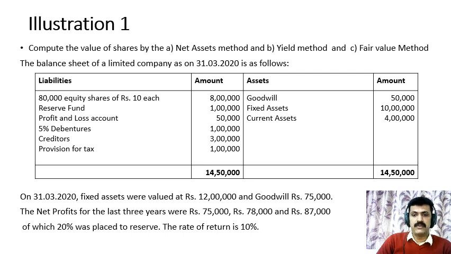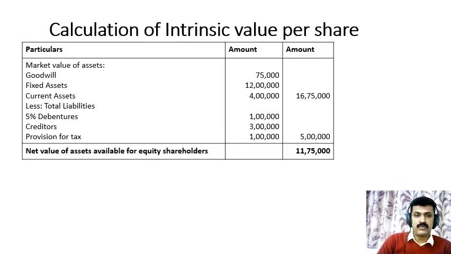In the third step we have to compute the capitalized profits, and in the last step we have to compute the market value of the share under yield method. Then we have to calculate the value of share under fair value method. For the calculation of value of share under fair value method, we have to take the intrinsic value of share and market value per share, and it is the average of those two values of shares. Now let's move on to the solution part.